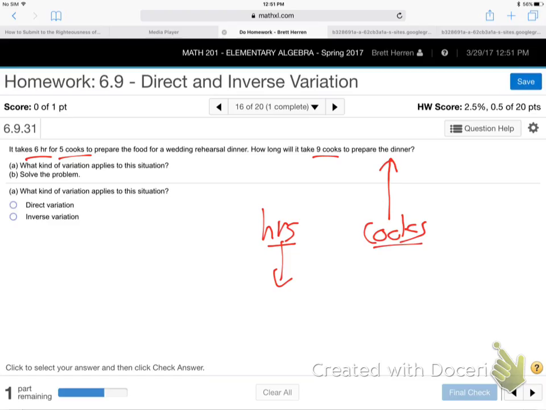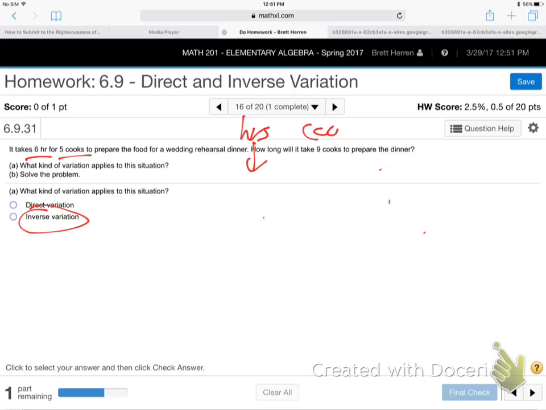Anyway, does that make sense? More workers, less total time. Fewer workers, more total time. Inverse. Teeter-totter relationship. So inverse variation is the first answer. Everybody good with that? Yeah. Hours down when cooks are up.